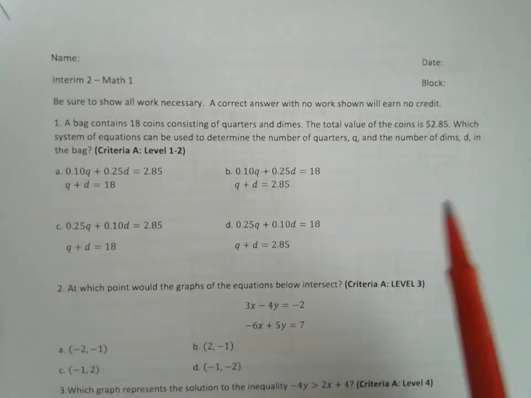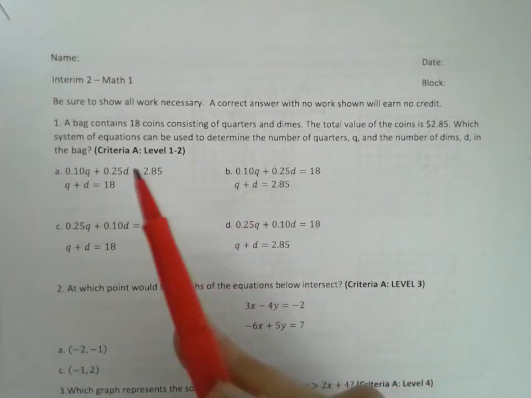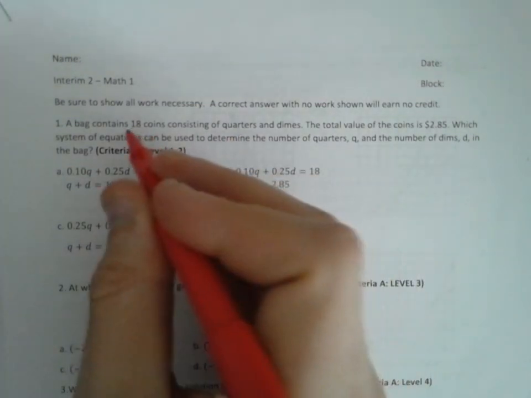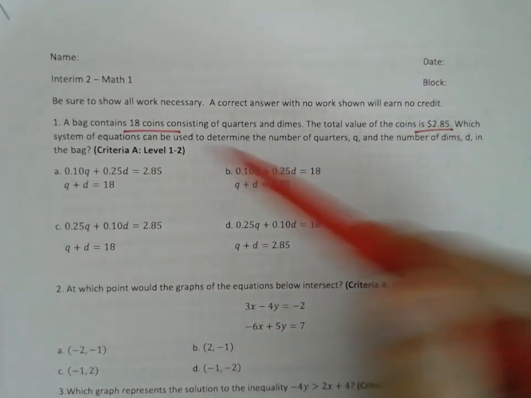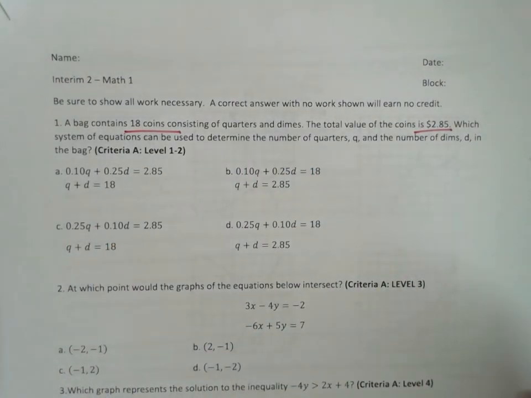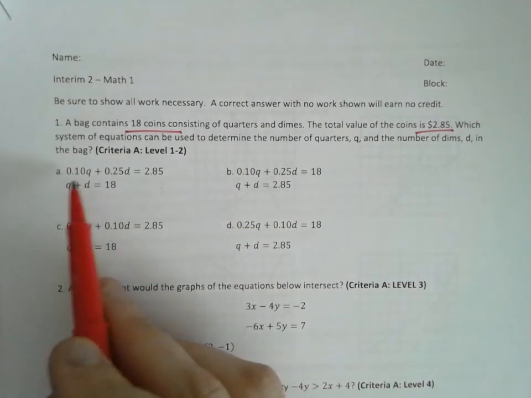All right, guys. As I'm looking at number one, as I'm reading through it, I can tell I have 18 total coins. And now I have a total of 285. And I want to figure out which of these four equations works for what I have. I look at the first answer.